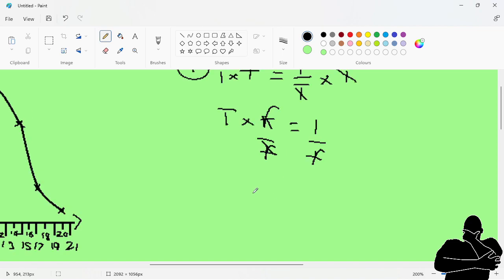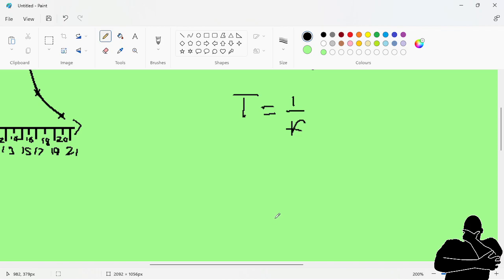So basically we get period is equal to 1 over the frequency. All we have to do to find the period when we are given the frequency is just divide 1 by that number, 1 by the frequency. So it would be 1 divided by 12.5 hertz, and that would give us 0.08 seconds. There we go.